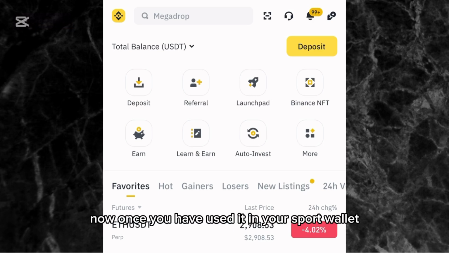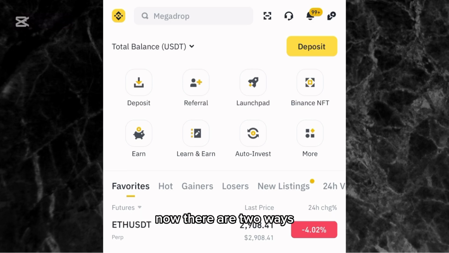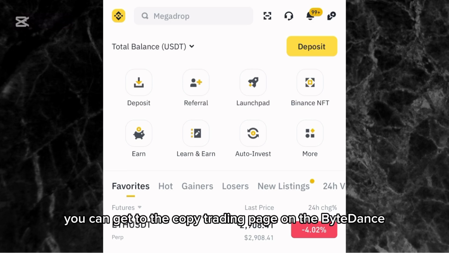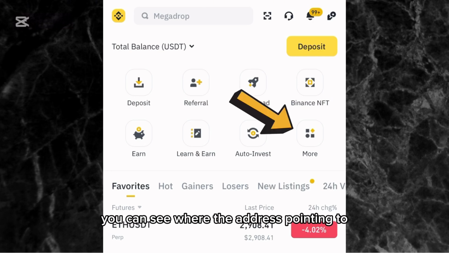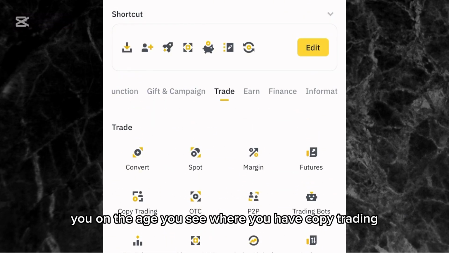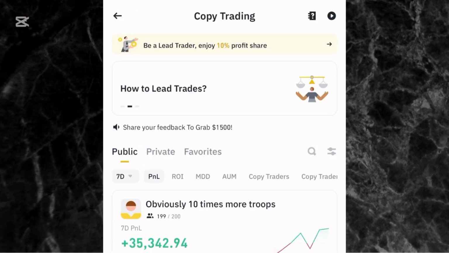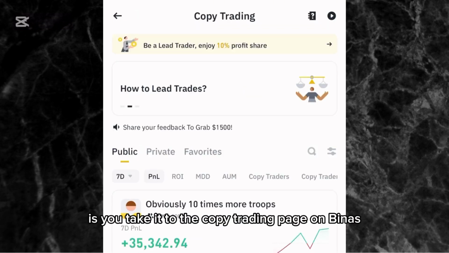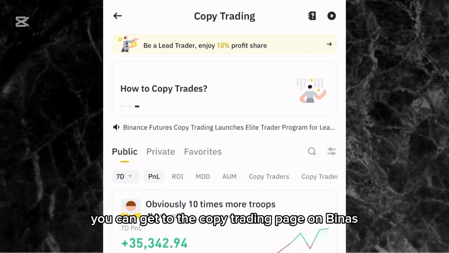Now, once you have USDT in your spot wallet, the next thing is to go to the copy trading page. Now, there are two ways you can get to the copy trading page on the Binance app. The first one is on the home page. Now, on the home page right here, you can see where the arrow is pointing to where it says more. Just click on it right here. And then if you scroll down to where you have trade, under it, you see where you have copy trading. So you click on copy trading right there. Now, once you've done that, it will take you to the copy trading page on Binance. So that's the first way you can get to the copy trading page on Binance.